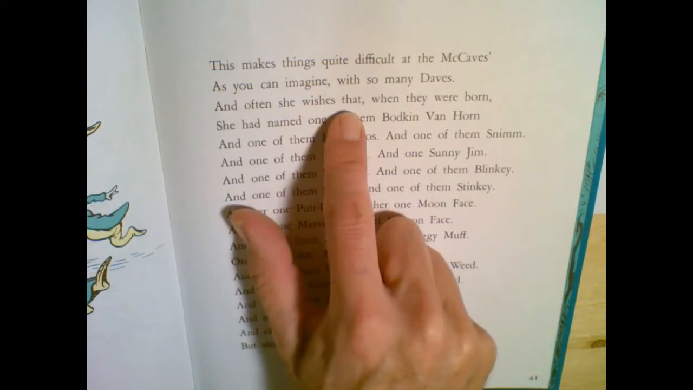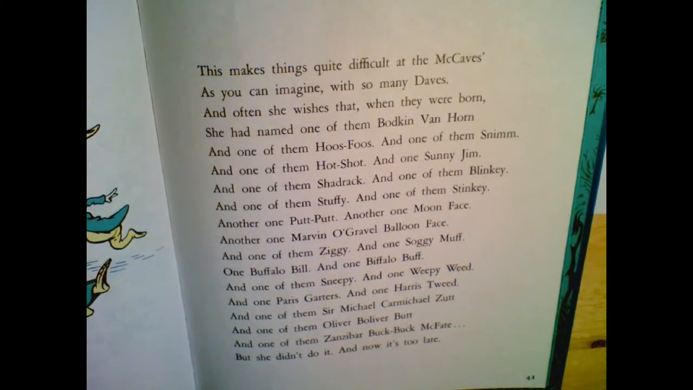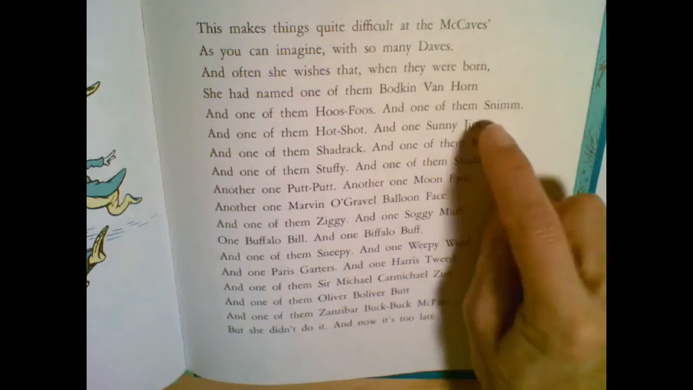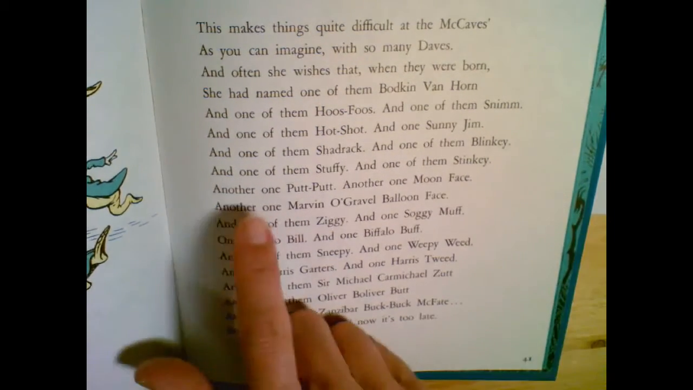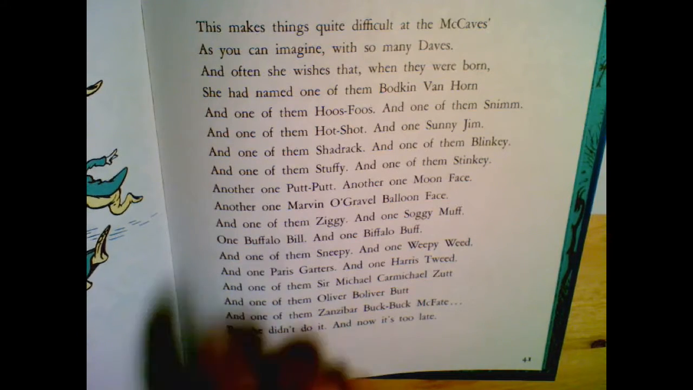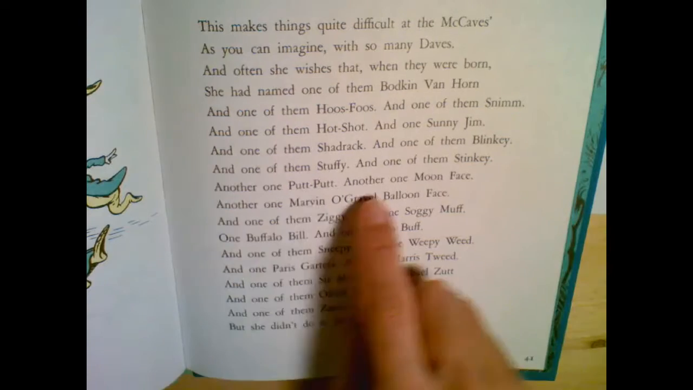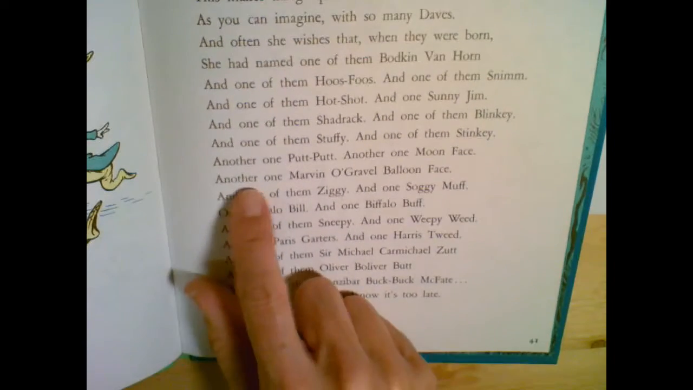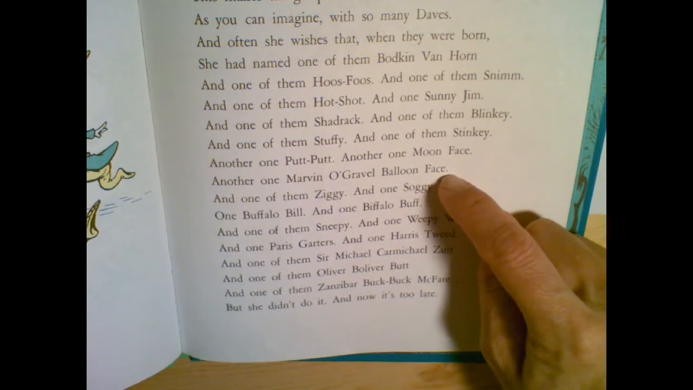And often she wishes that, when they were born, she had named one of them Bodkin Van Horn, and one of them Hoosfoos, and one of them Snim, and one of them Hot Snot, and one Sunny Jim, and one of them Shadrach, and one of them Blinky, and one of them Stuffy, and one of them Stinky, another one Put Put, another one Moonface, another one Marvin O'Gravel Balloonface. How'd you like to be named Balloonface?